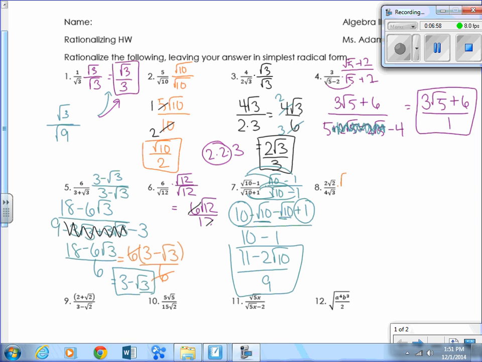For number 8, we're going to multiply by the square root of 3 over the square root of 3. That's going to give me 2 times the square root of 6. You can multiply the 2 and the 3 because they're both under a square root. And then in my denominator, I've got 4 times 3. So now I've got 2 times the square root of 6 over 12, but 2 goes into 12 6 times, so your final answer is the square root of 6 over 6. You can't break that down because 6 is not a perfect square. You can't pull any pairs out. You're done.